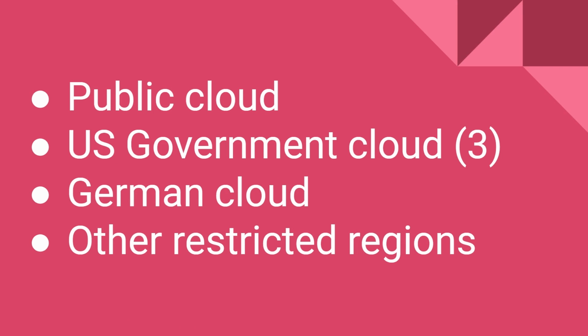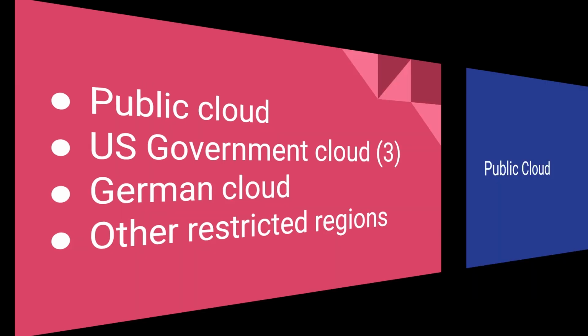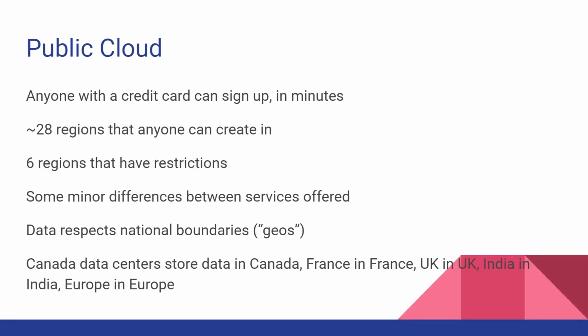But let's not forget there are 3 individual government clouds for the US. The German population has its own cloud for German citizens and other restricted regions. We'll talk about these terms. You might hear public and private and hybrid when it comes to cloud. Public cloud essentially means it's available to anyone. Anyone with a credit card can just sign up, maybe even takes a few minutes to create an account.